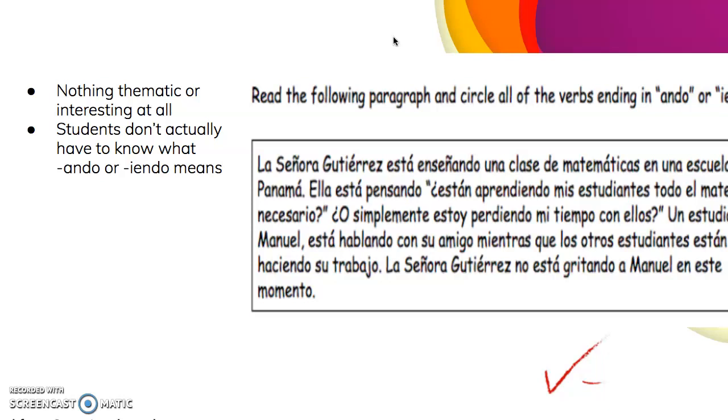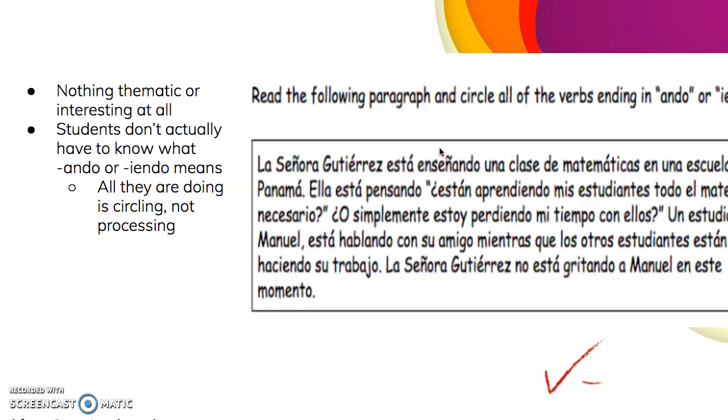And again, they don't have to know what ando or yendo means. I can just circle randomly, and I'm like, oh, that seems lovely. I did the activity. I should get an A for the day. But I'm not having to process what those verbs mean at all, okay? Circling is just all they're doing. They're not doing anything with those verbs.